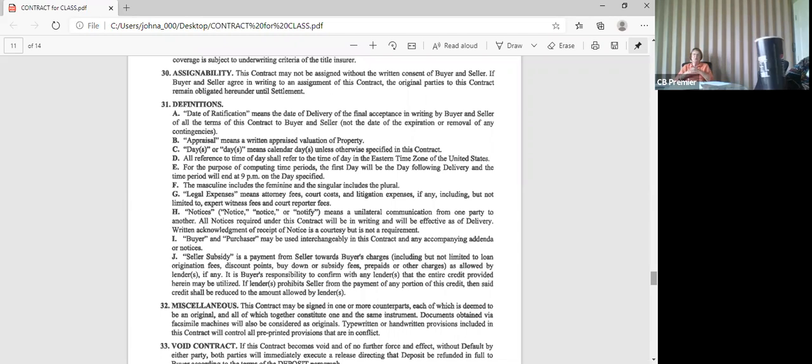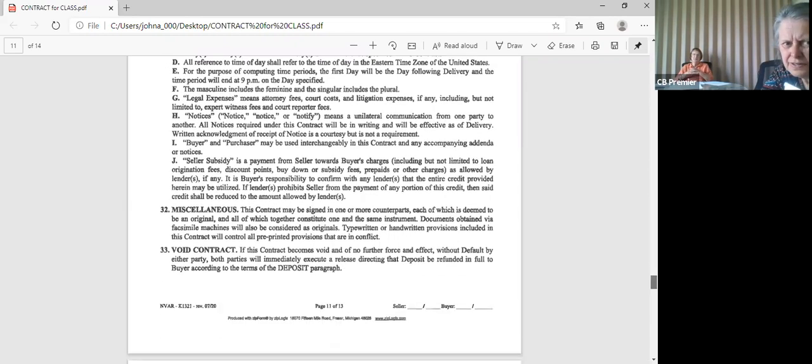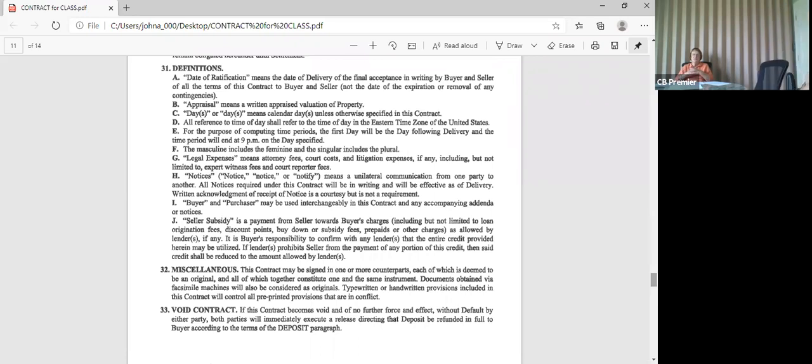Definitions, this simply what this is saying is, these are terms that have been used in the contract. The date of ratification is simply that all terms of the contract have been agreed upon. And you notice in your contract form, it has down there the date of ratification. So, let's see, appraisal means that they're gonna do an evaluation of the property.